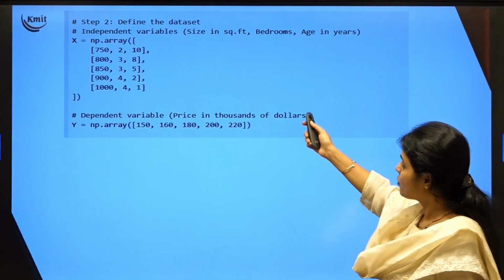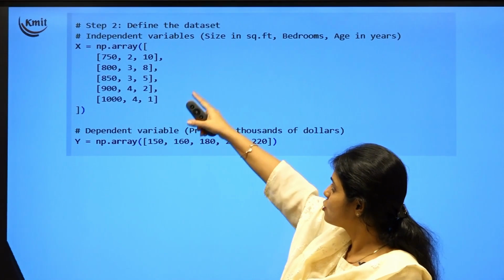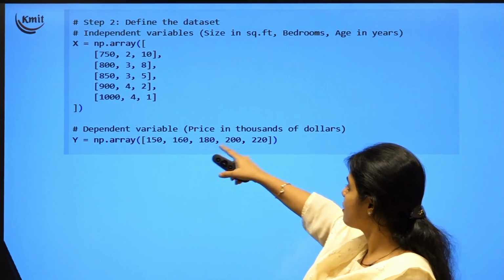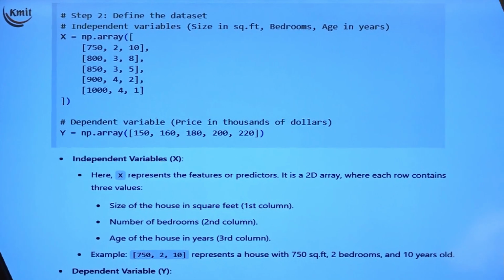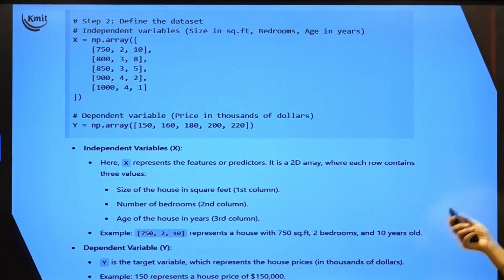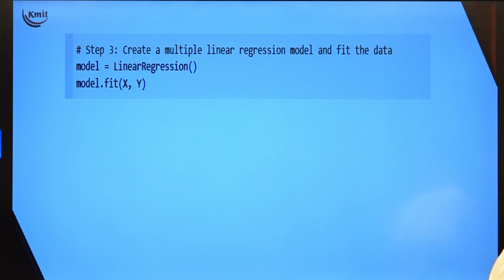So depending upon that, I am taking the dependent variable values by creating an array. I have 5 rows, and for 5 rows I have 5 different values in the output. This is the existing data. For this particular existing data, I will try to create a multilinear regression model.